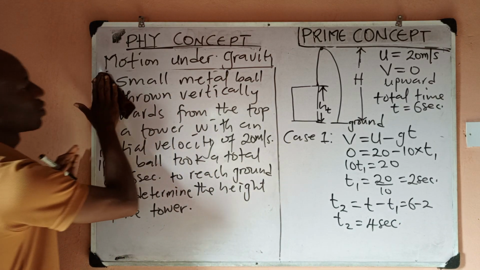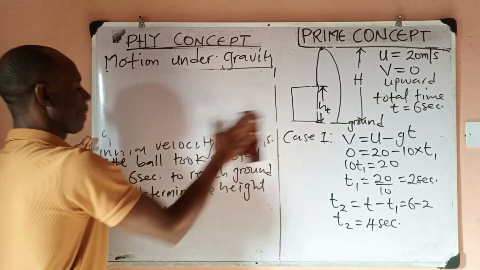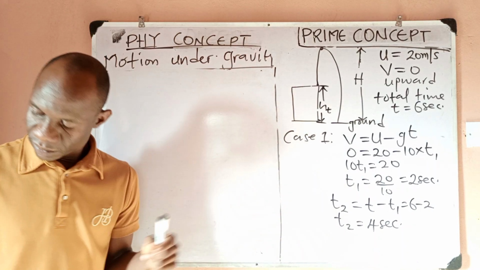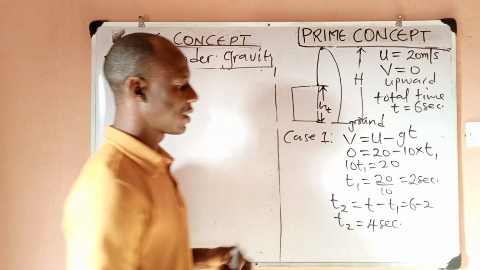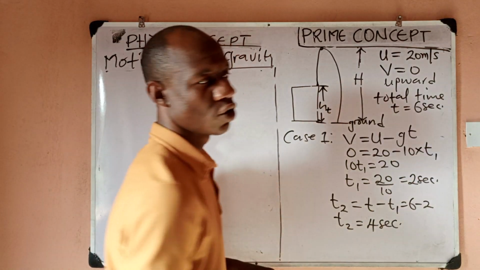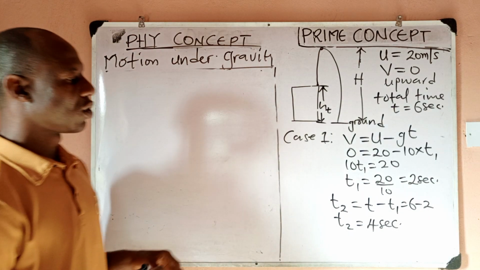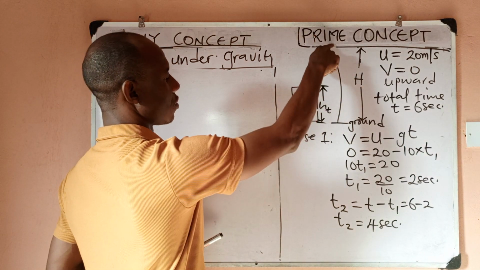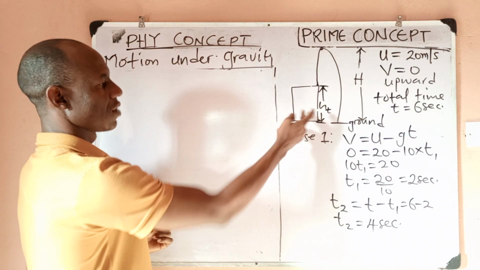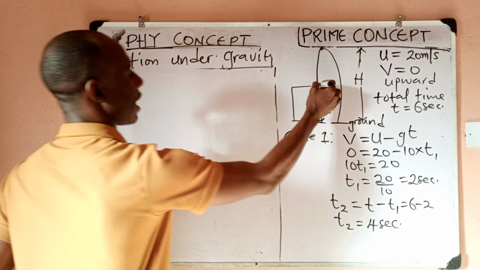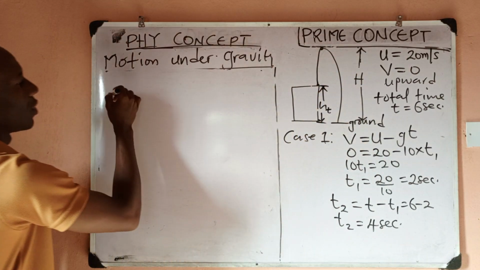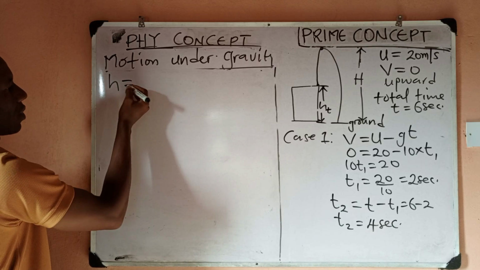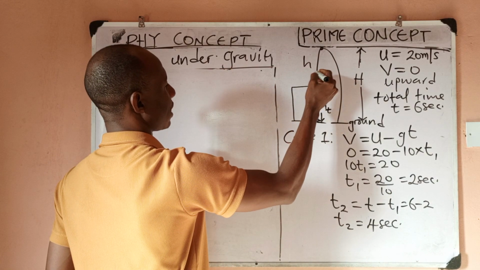So don't forget, I'm going to rub the question now. Since I have two different times, t1 and t2, I'm going to use t1 to find this height. Then I'm going to use t2 to find the total height, then subtract it to give me the height of the tower. So to find the height from the tower to the maximum point, I would use h equals, let's call that height. Let's call this height h.